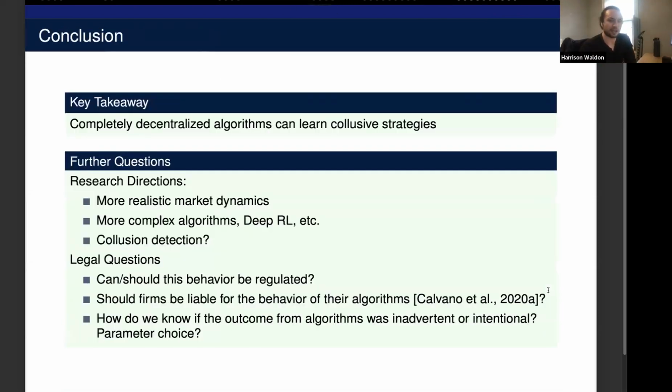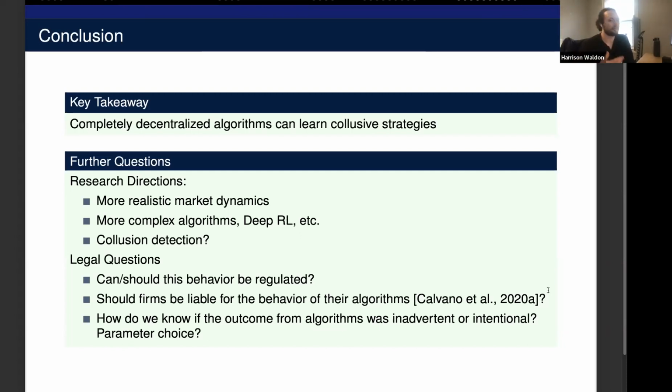So I think I'll cut it here, and if people want, I can go back and talk about things more. But the key takeaway is that completely decentralized algorithms can indeed learn collusive strategies. So we saw this numerically with Q-Learning, and well, it was rather quick. This algorithm, smooth fictitious play, state-dependent smooth fictitious play, can provably learn collusive strategies as well.